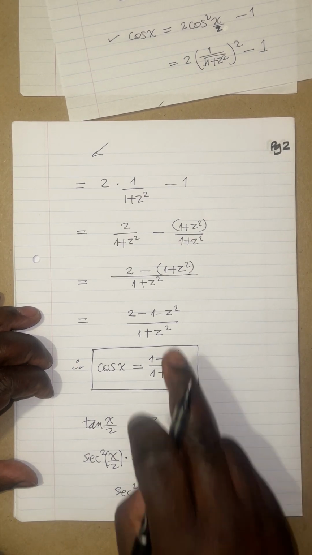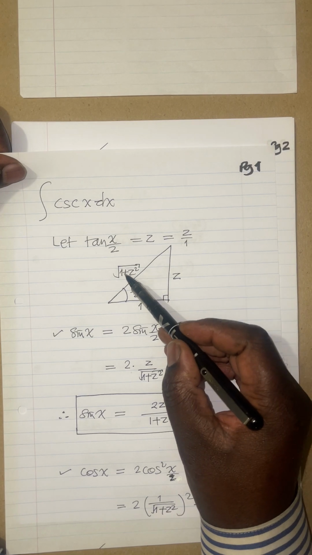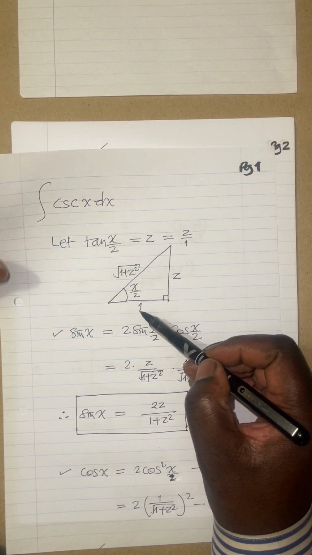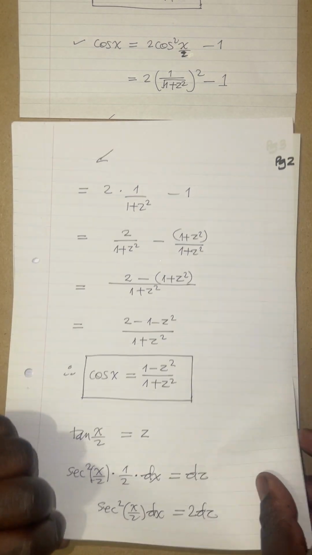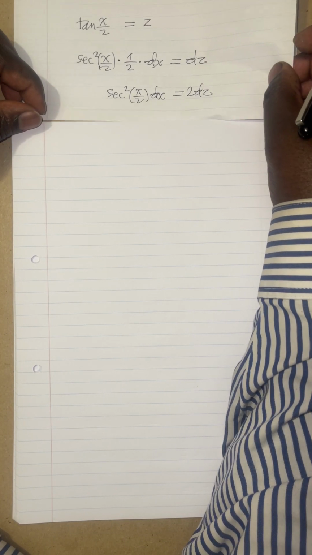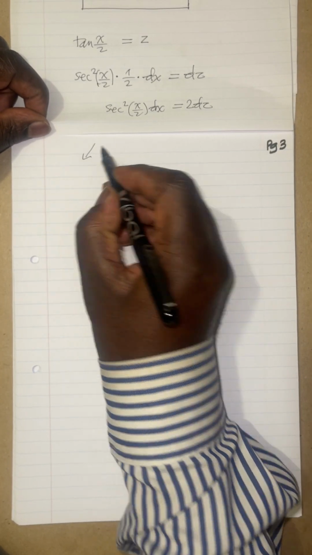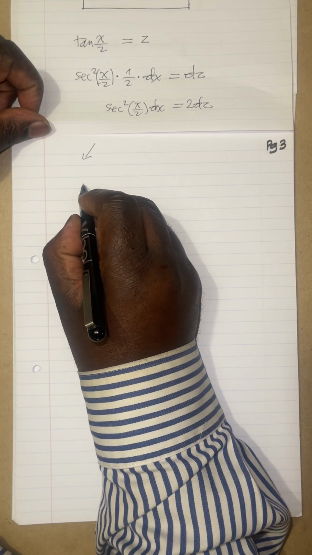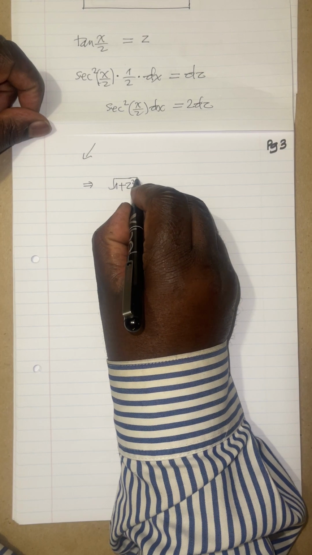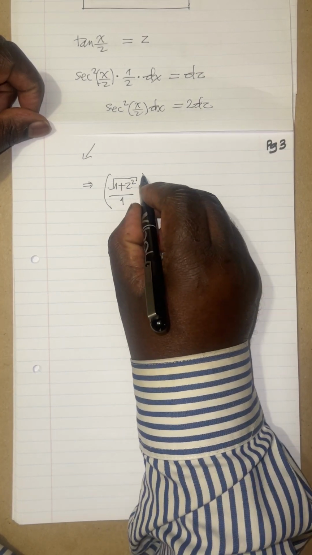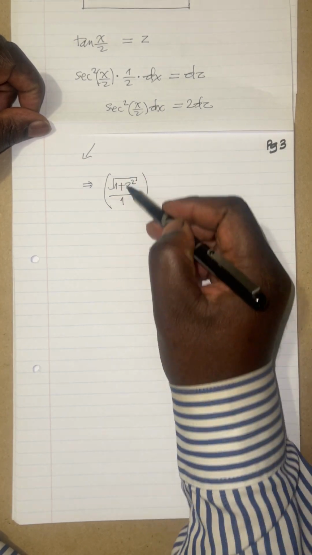Now this, going back into the triangle, what is sec of x over 2? It will be the hypotenuse over adjacent side. Remember the definition of secant, but it has to be squared. So taking us to page 3, what we have now on page 3 is square root of 1 plus z squared all over 1. That's secant of x over 2 squared. We're saying secant squared of x over 2 is this expression here.